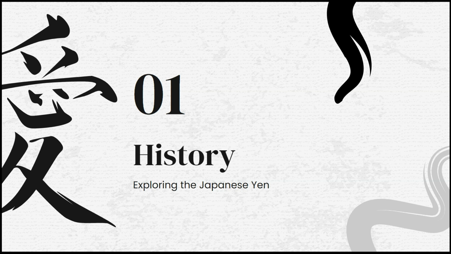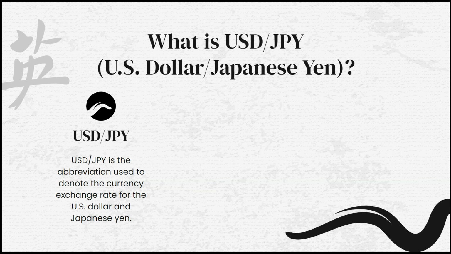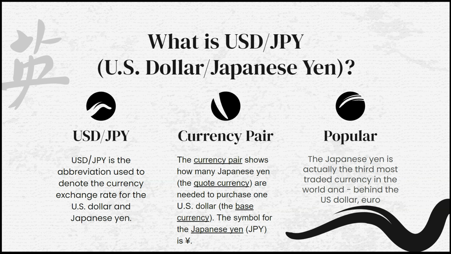Number 1, history, exploring the Japanese yen. What is USD JPY? The US dollar versus the Japanese yen. USD JPY is the abbreviation used to denote the currency exchange rate for the US dollar and the Japanese yen. Currency pairs: the currency pair shows how many yen, the quote currency, are needed to purchase one US dollar, the base currency. The symbol for the Japanese yen is JPY, with a Y.